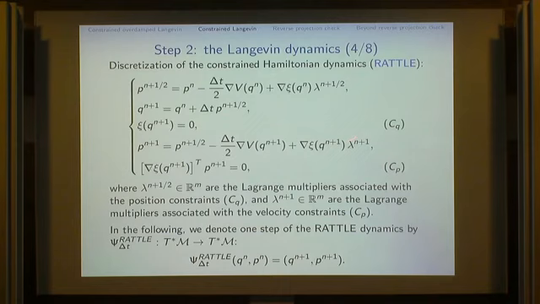Finding lambda n plus 1/2 is, in general, solving a nonlinear problem, which is this psi of Qn plus 1 equal to 0. I will come back to that. So this is the standard dynamics, which has very good properties in terms of simplicity and reversibility, that I will use in the following. So one step of this will be denoted by psi delta t rattle.